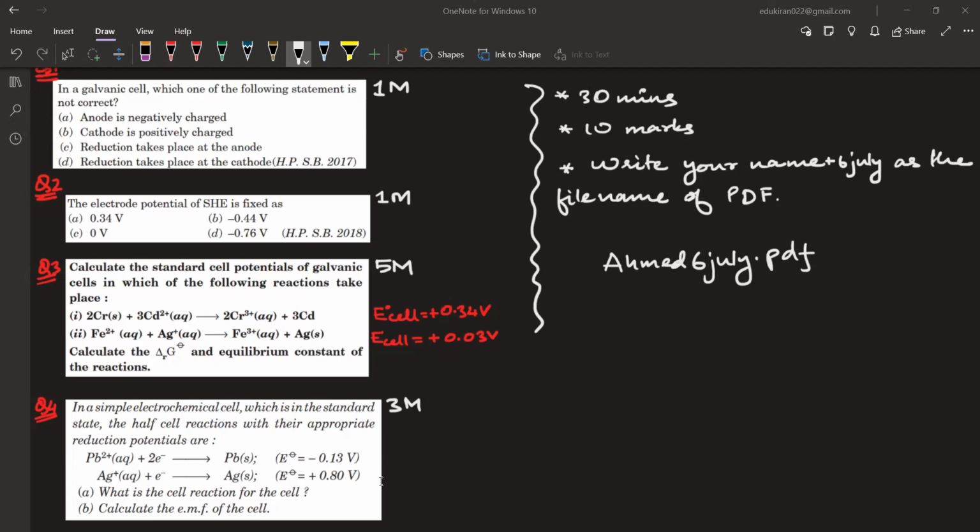Sir, I'll send the file on WhatsApp. Send the file on WhatsApp. Sir, should I send it to you or the Learnivio number? Send it to me.